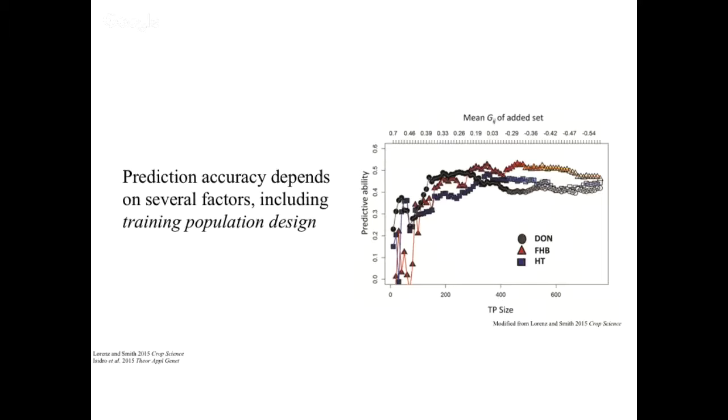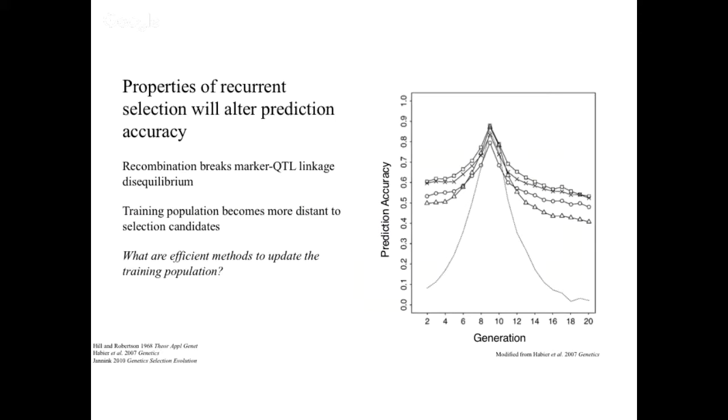And over time in recurrent selection for genome-wide selection, we might expect that a number of different factors are at play that are going to influence prediction accuracy. So for instance, recombination is going to break down the LD between markers and QTL. Selection and genetic drift are going to form new LD that needs to be captured. The training population is going to become less and less related to the selection candidates.